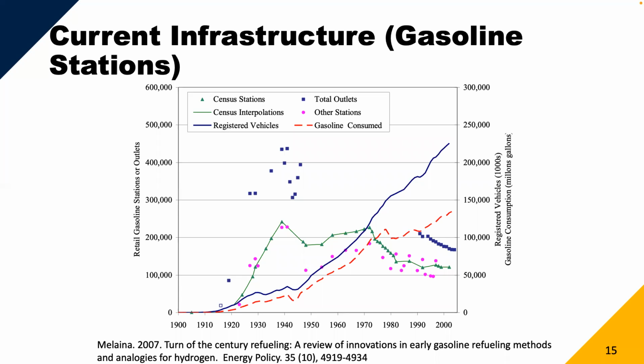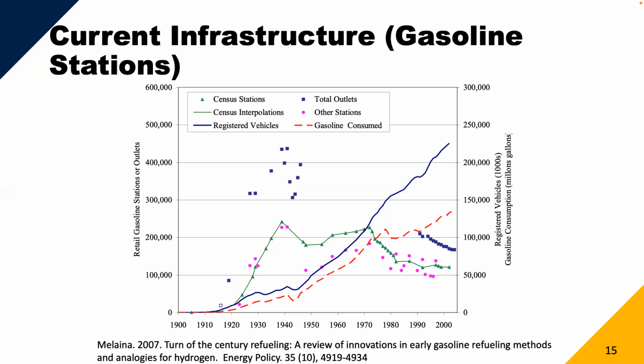So one of the main things to take away from this plot is that you'll notice, okay, here's the number of cars that we have in blue. Here's the amount of gasoline we consume in red. So you've got upward trends here. And actually this differential is because the fuel efficiency of vehicles is getting better. So even though the cars are going up, the gas doesn't increase at the same rate. And then the number of stations is in green, like this.